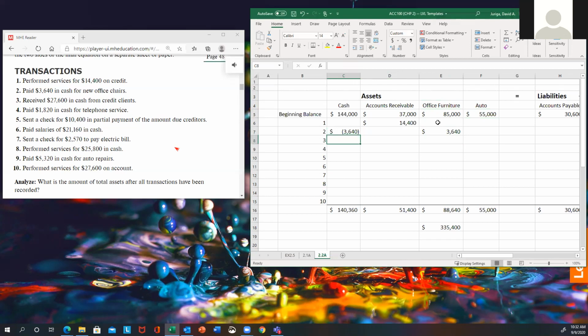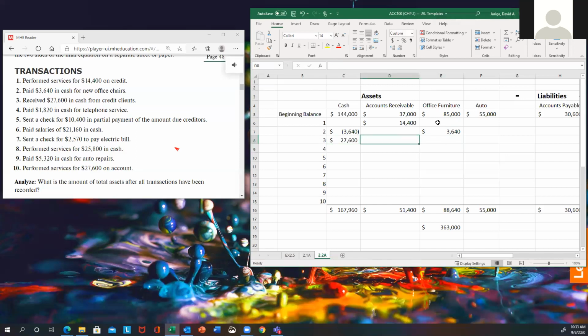Number 3, received $27,600 in cash from credit clients. And we've seen this before. We're receiving cash from our credit customers. So cash should be increase or decrease? Increase. A couple of people say increase. I'll go along with that. And as we're going through these, if you're stuck, or if you're seeing it a different way, let me know. Increase cash, so I have to offset that with something.